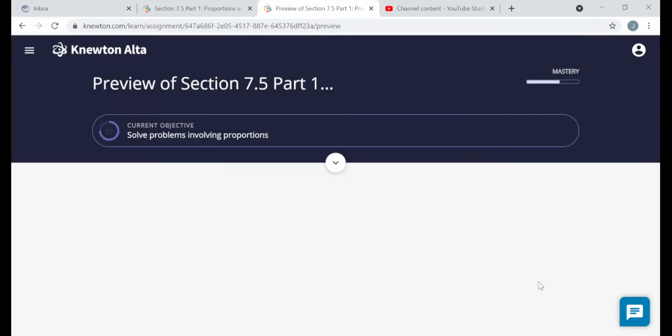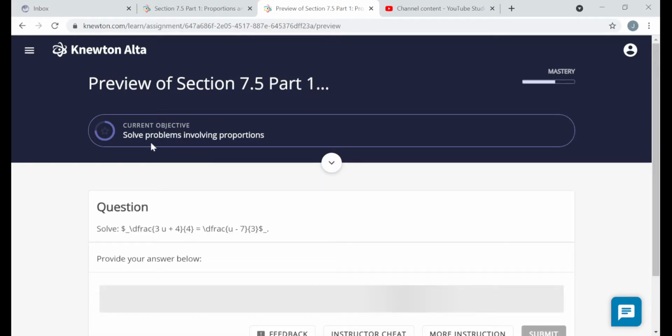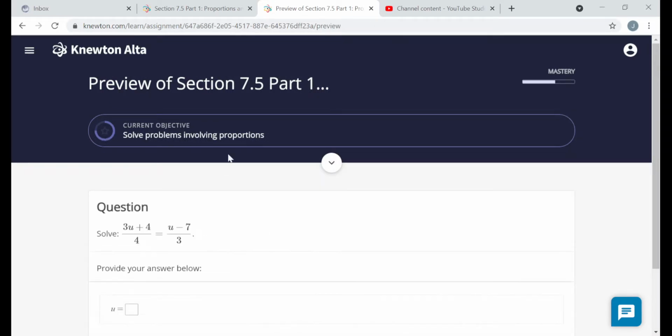All right, next question. Looks like one more problem here, solving problems involving proportions. Now look at this. In this one, you are given a proportion, a fraction equal to a fraction, ratio equal to ratio, and you have to solve it, solve for u here. So I'm going to write this out and we'll go through it. You solve it the same way you solve any rational equation with fractions.